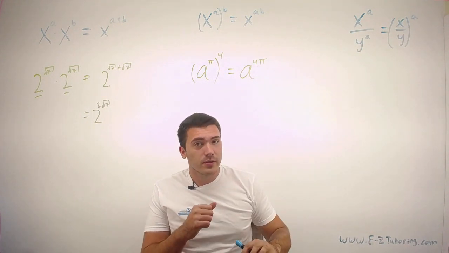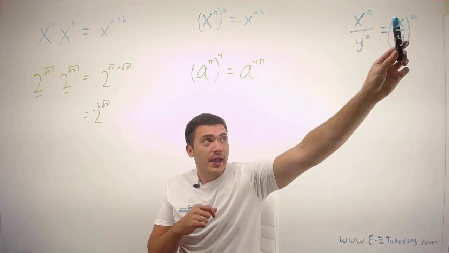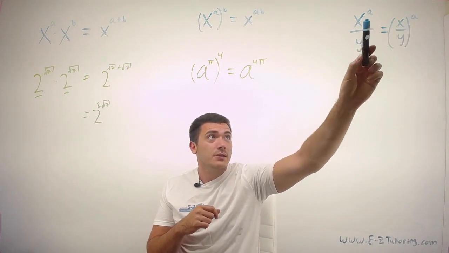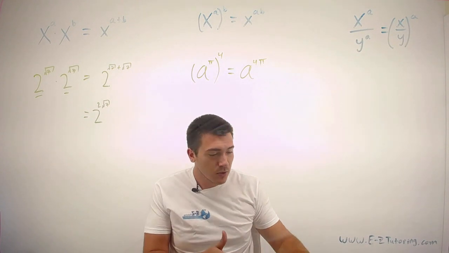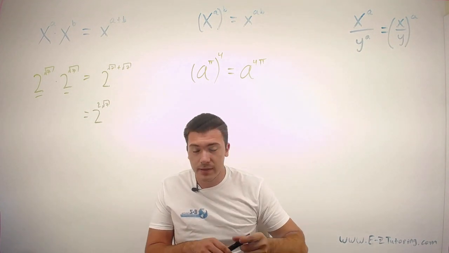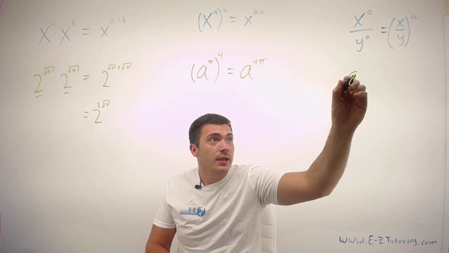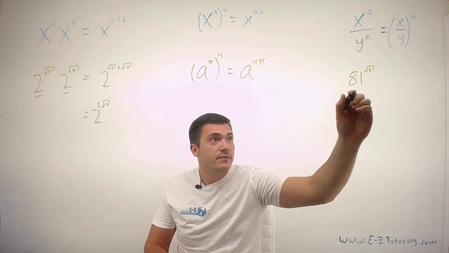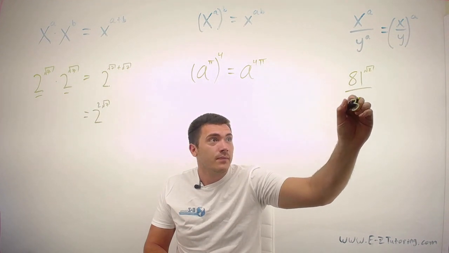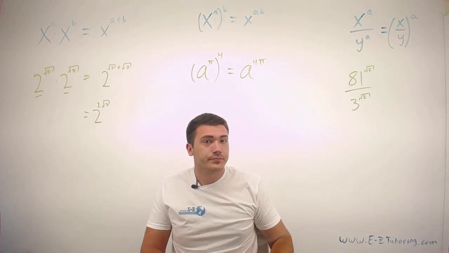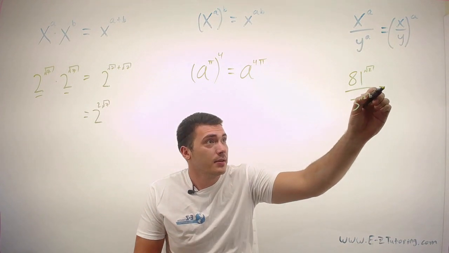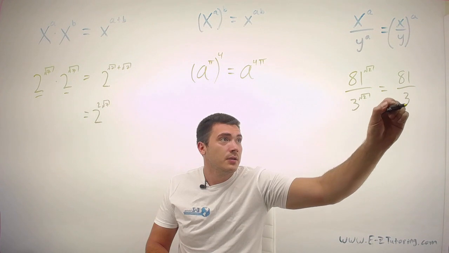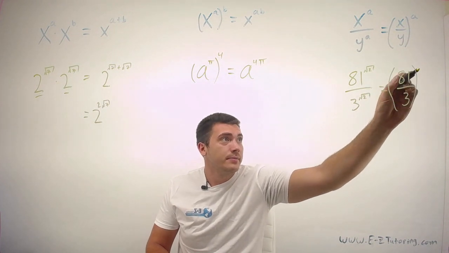This rule also works in reverse. So if you have x over y all to the power of a, then you can distribute a to each one and get this. So it works both ways. Now a good example, let's say we have 81 to the square root of 2 divided by 3 to the square root of 2. We can take out the square root of 2 and put it on the outside.